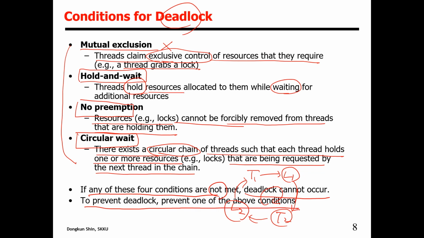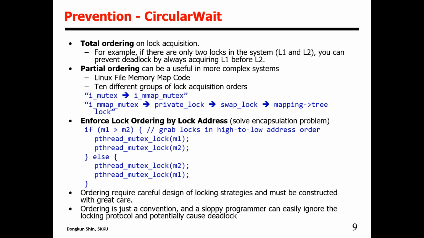So then let's discuss deadlock prevention techniques. First, let's consider the circular wait condition. To prevent circular wait, we can use a total ordering technique on lock acquisition. For example, if there are only two locks in the system, L1 and L2, you can prevent deadlock by always acquiring L1 before L2. If all threads follow this order on lock acquisition, there is no circular wait.